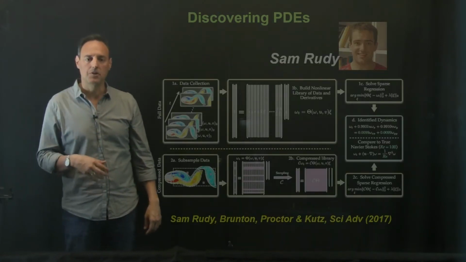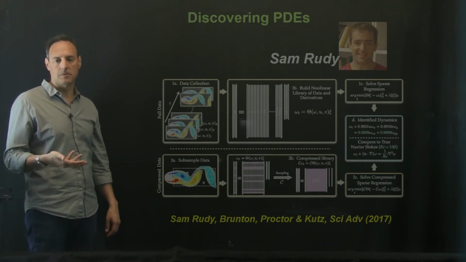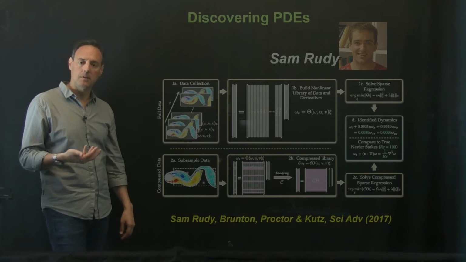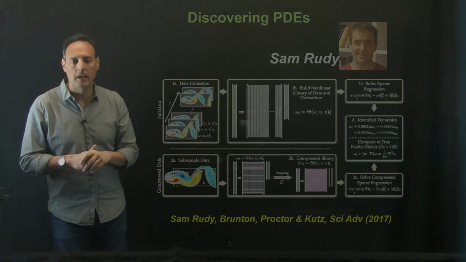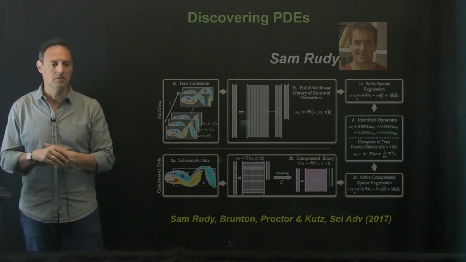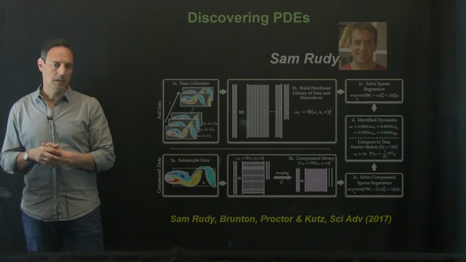Another important innovation around this is to think about spatial temporal systems. So we want to discover PDEs. So we're going to come back to this flow around the cylinder. And this is work done with Sam Rudy, who is a graduate student here, and he has this paper out in Science Advances. It came out in spring of 2017. And the idea is the following.